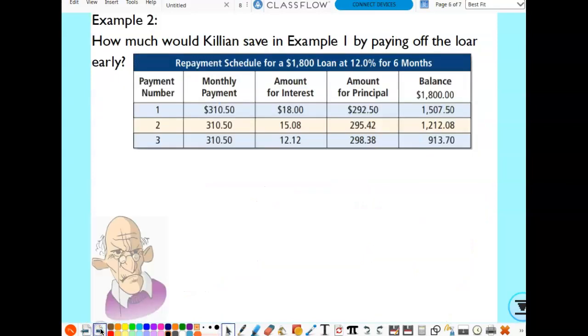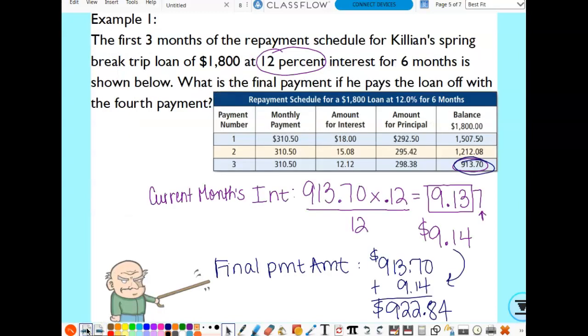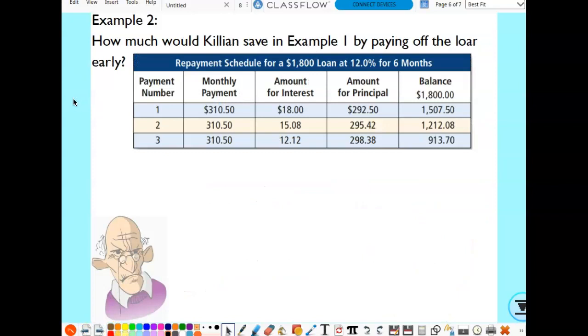So the second question on here is asking how much would he save by paying off the loan early. So I'm going to jump backwards because we're going to need this payment amount. The final payment amount was $922.84. All right, so here's how we're going to do this. The first thing we have to do is calculate how much we would have paid back if we had kept paying all of these monthly payments.